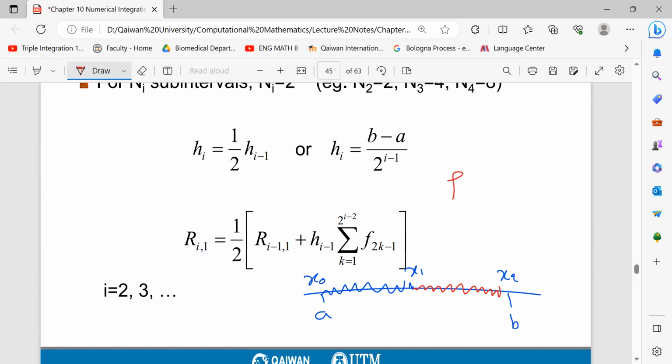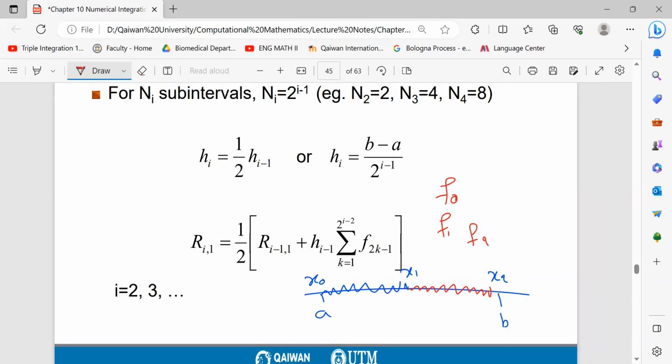Here we have f0, which means f of x0. f1 is f of x1. f2 is f of x2. And h2 is a half of h1. What was h1? h1 was from a to b. And here we make it into two subintervals.